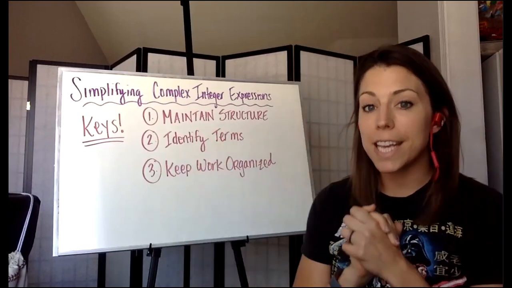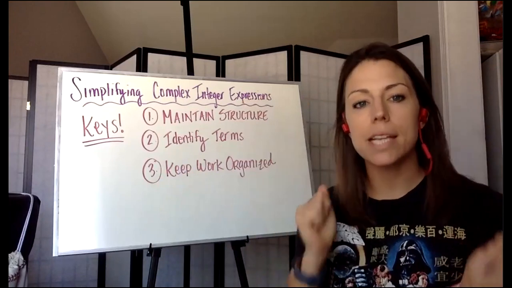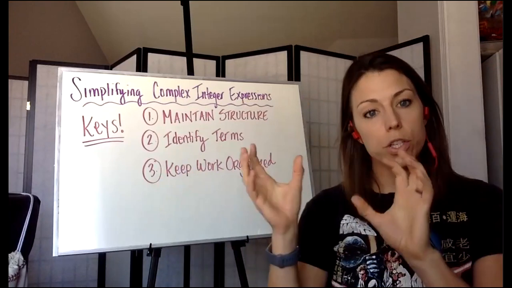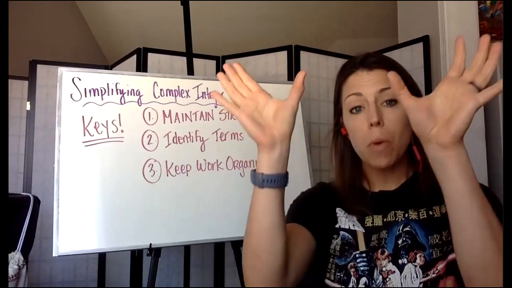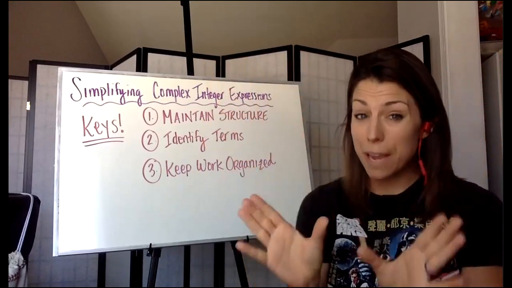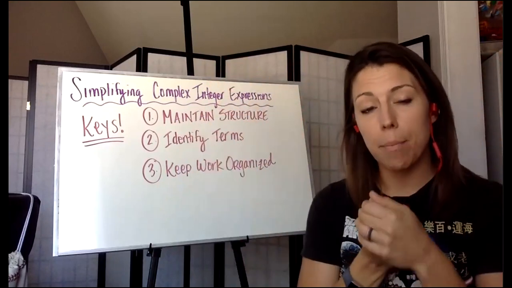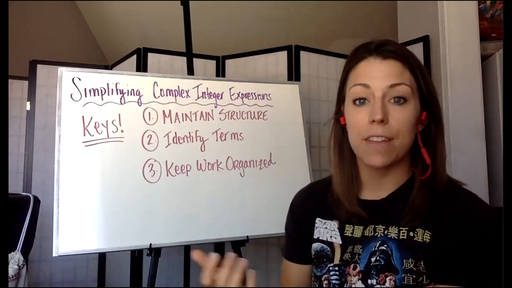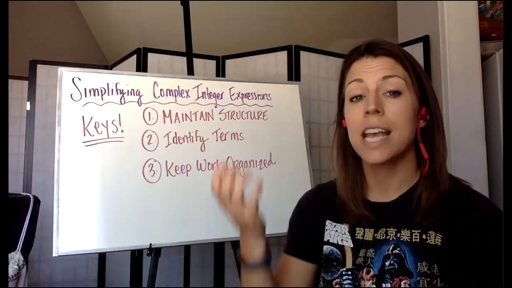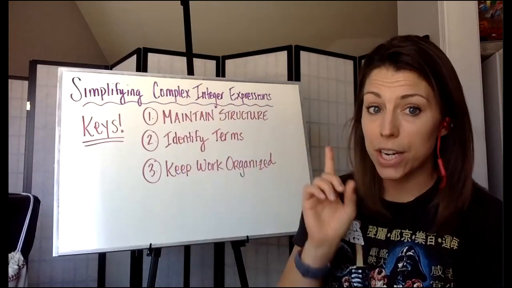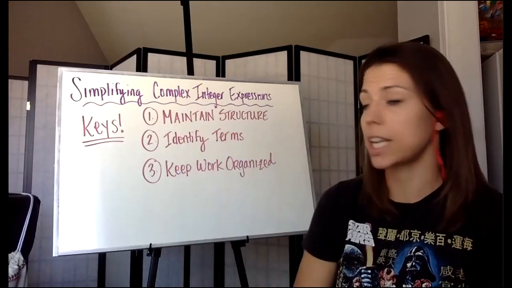If you remember, our keys are, number one, maintain the structure. If the structure of the expression is a sum, you want to keep that structure until the very last step, when you will then combine those terms together. Similarly, if the structure of the expression is a product, keep it as a product until that very last step when you multiply those factors together.